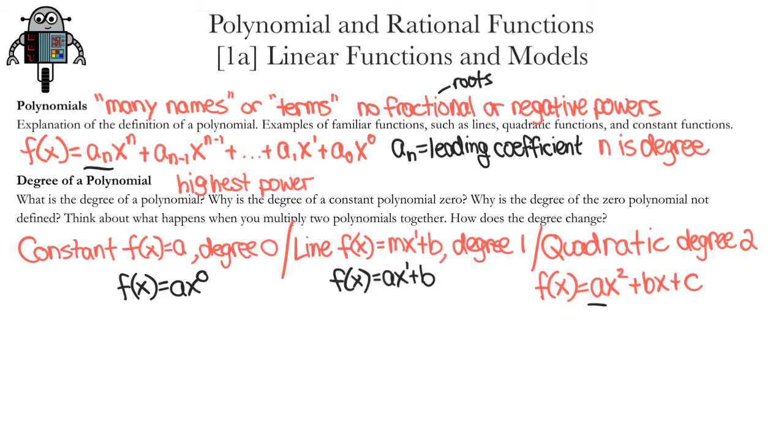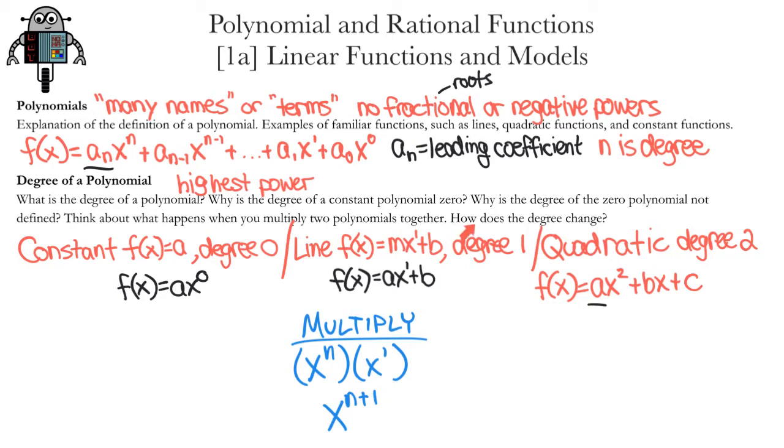The last thing I want to do is think about what happens when you multiply two polynomials together. Let's say those two functions are quite generic, such as x to the n and x to the 1. When we multiply those two together, when we multiply bases with exponents, we add the exponents. We get x to the n plus 1. How does the degree change? In topic 3, we'll come back to this question and learn about polynomial functions of higher degree, such as cubics and quartics. But for now, let's focus on linear models.